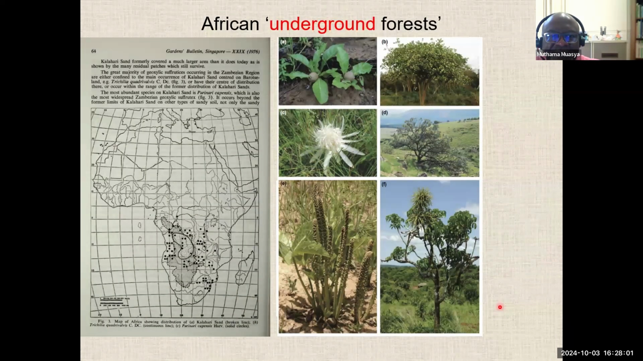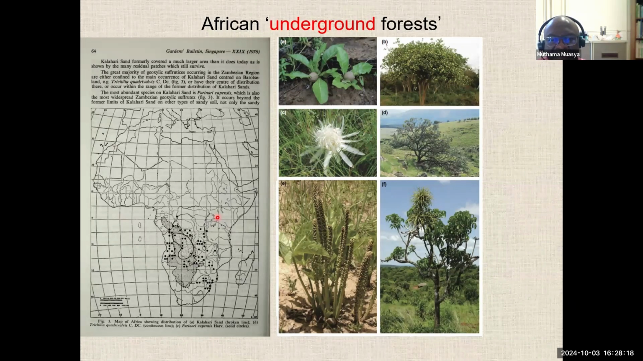Moving to fire and fire-adapted traits, which are really interesting. Frank White, in a paper published in the Singapore Botanic Gardens Bulletin in 1976, hypothesized what he called the African underground forest.